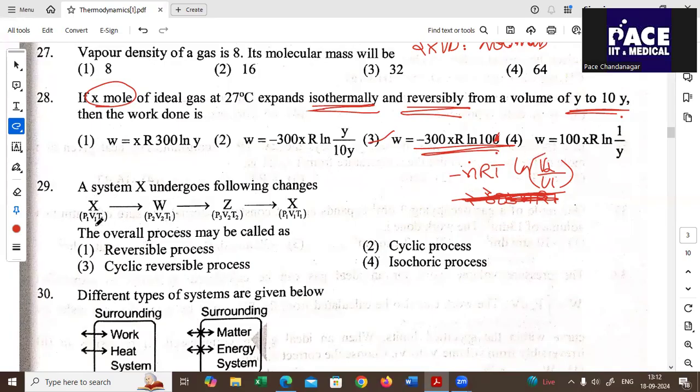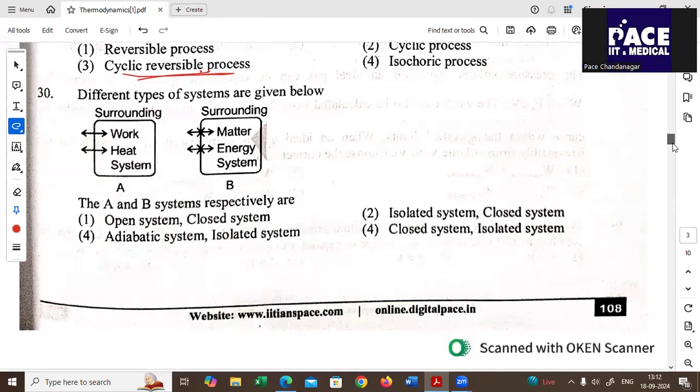Next, for question number 29, a system X undergoes the following changes. P1, V1, T1 to P2, V2, T1, then P3, V2, T2, and finally reaching P1, V1, T1 only. If the initial starting point and the final point are the same, it is called a cyclic process, a cyclic reversible process.